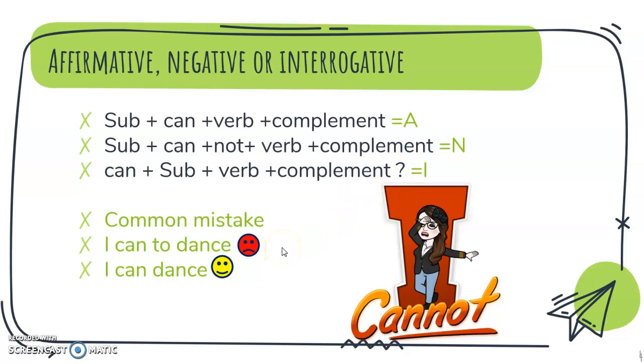A common mistake that we have is that we use to in the middle of the verbs. Can always goes without to. So the common mistake is "can to dance." Wrong. "I can dance." Good.